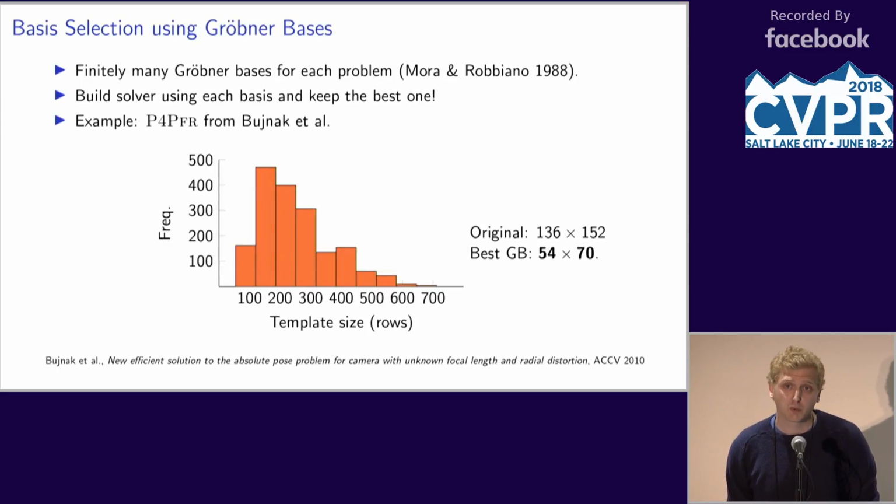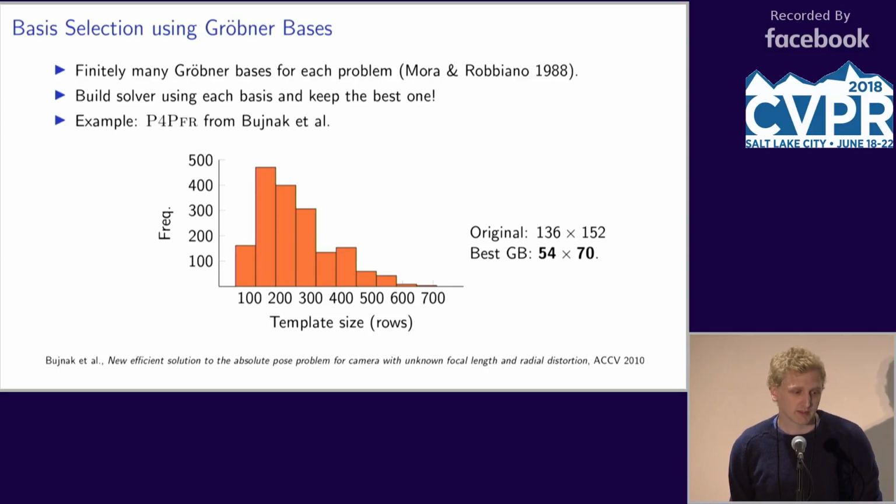So each Gröbner basis gives us one basis for the quotient ring. And it turns out that for each problem there are only finitely many different Gröbner bases. So one idea we try in the paper is to just enumerate all of the different Gröbner bases, build a solver using each one, and then take the best one.